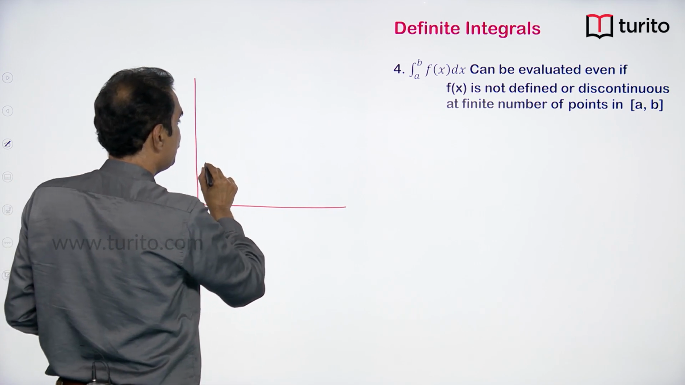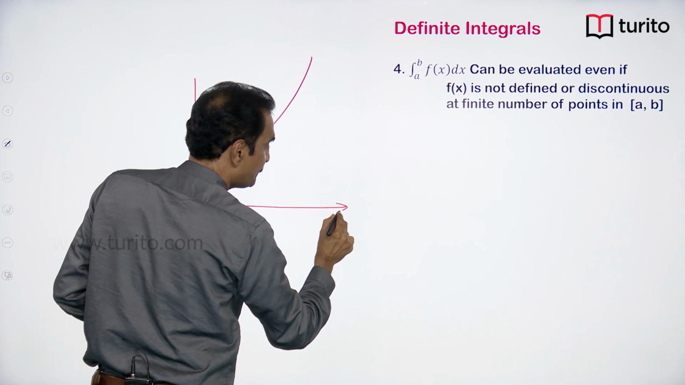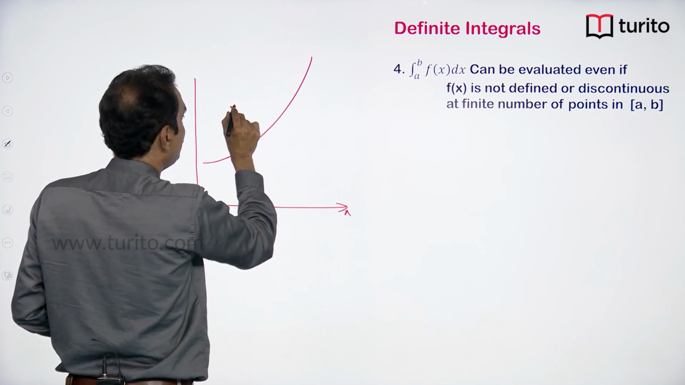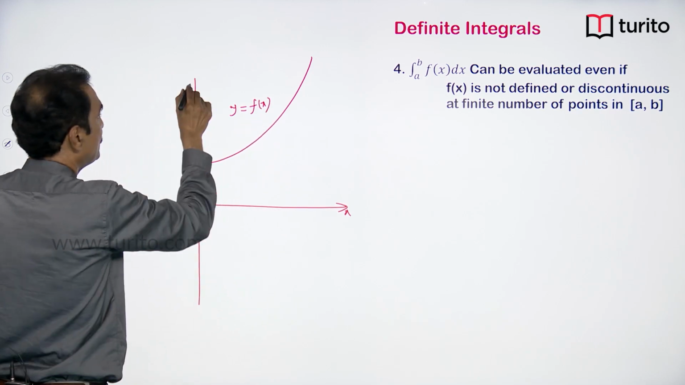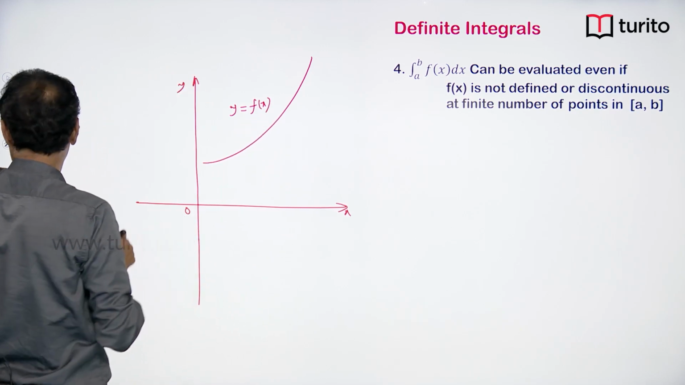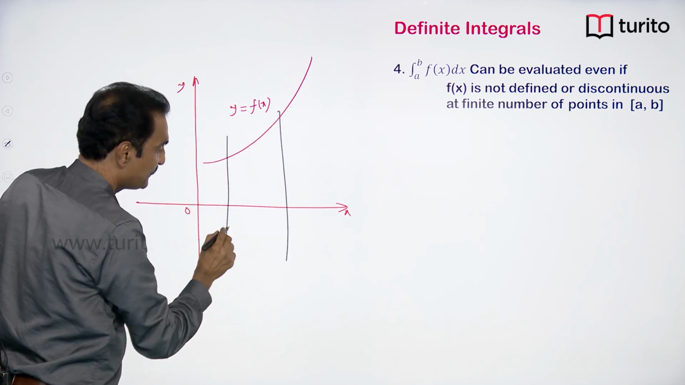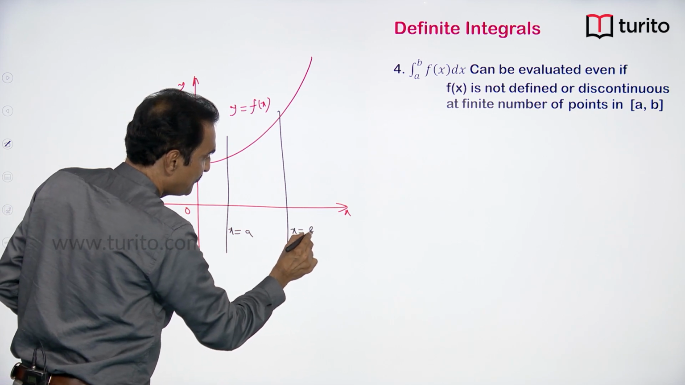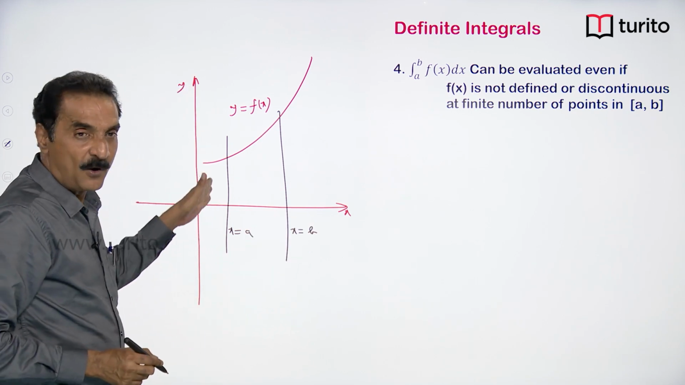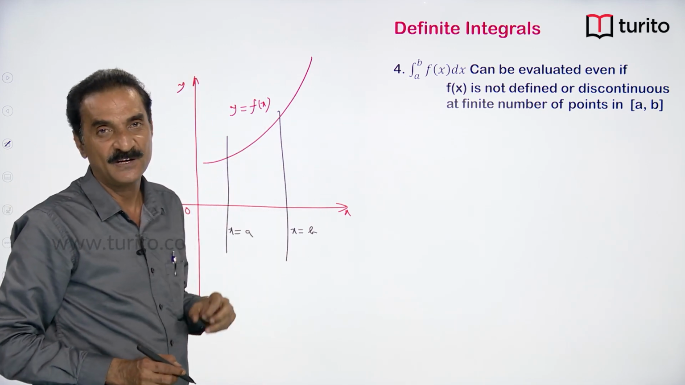If we take a function y is equal to f of x and an interval a to b, the sum of all values of f of x in the interval a to b is given by integral a to b f of x dx.